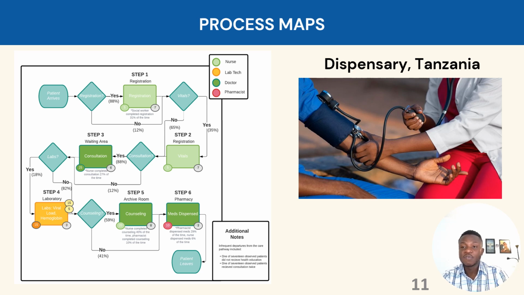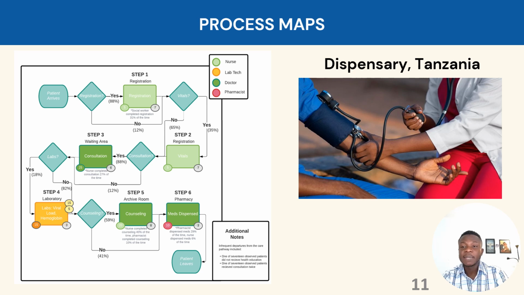Within a facility, for example, we see that sometimes services are delivered differently, even from patient to patient. In this example, for instance, you see that only 35% of patients had their vitals taken, and only 59% of the unstable patients received any form of counseling. In other words, the care process is not being consistently delivered.